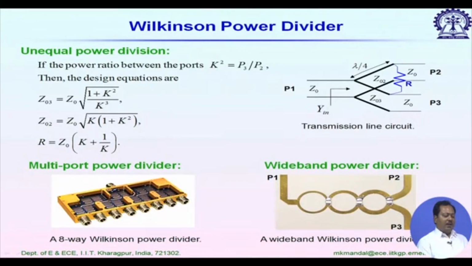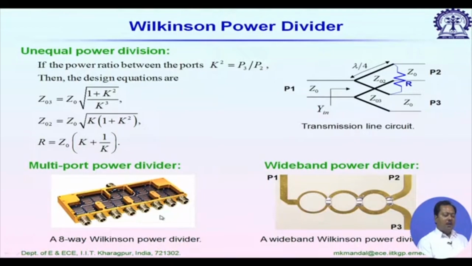Here is one example of a 1:8 Wilkinson power divider. If you look inside, it comes in PCB form with packaging. This is the input port. It is first divided into 2 ports using one single Wilkinson power divider. Then it is divided into 2 again, and finally we have 8 output ports.